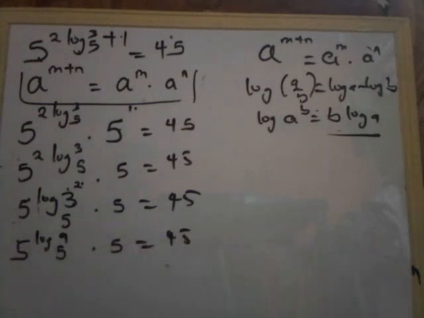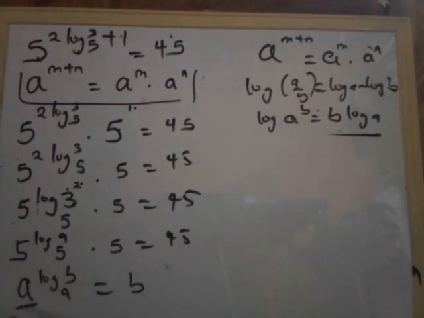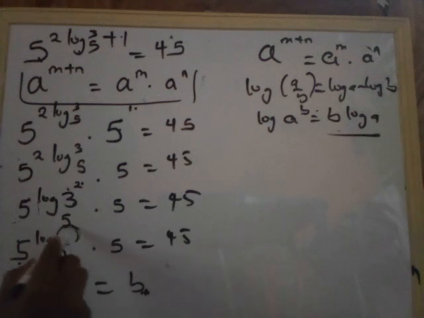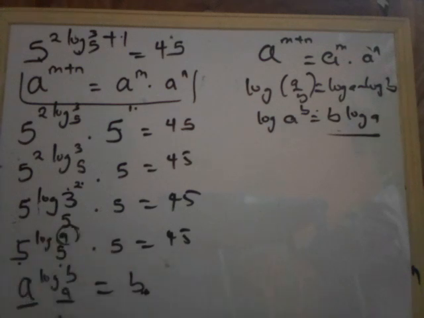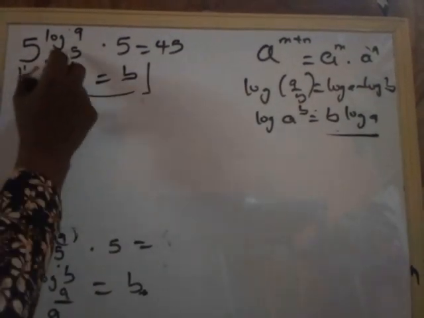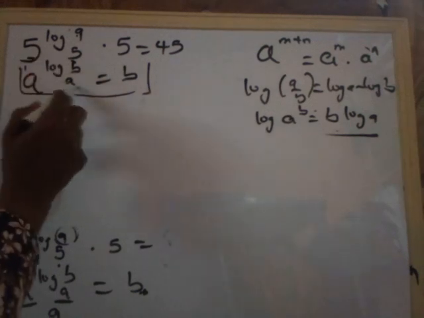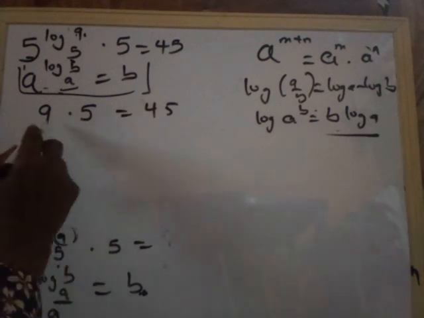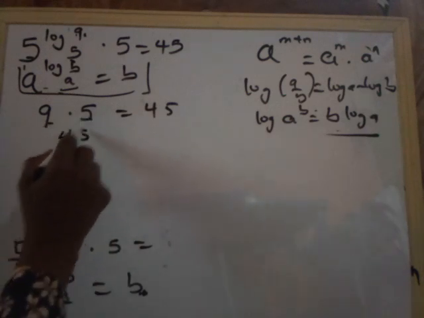There is a law in indices that says that when you have a raised to the power of log b base a, it is equal to b. That is, when you have the same base, it's going to be b. So this base and this base are the same, and using this law it is equal to 9. So we have 9 multiplied by 5 is equal to 45. So we can say that 9 multiplied by 5 will give us 45, which is equal to 45.